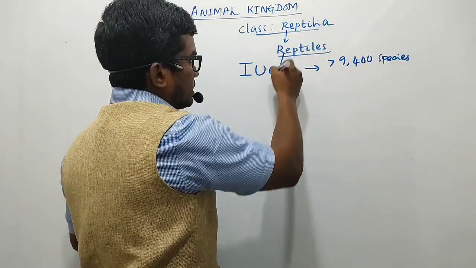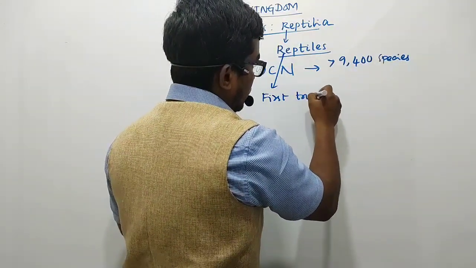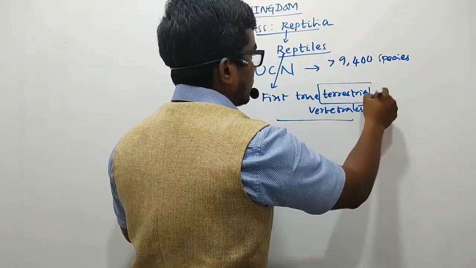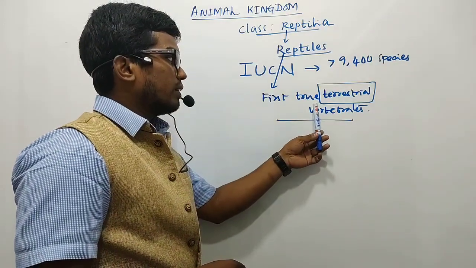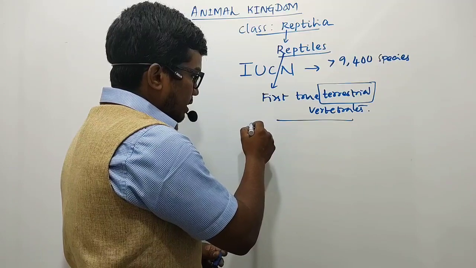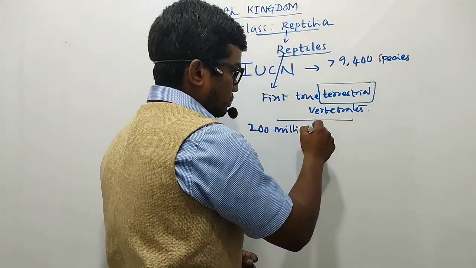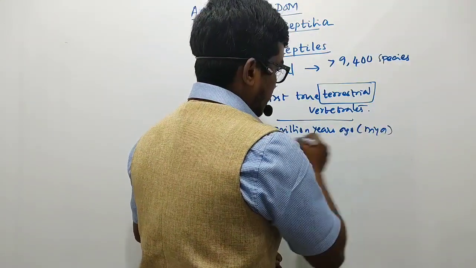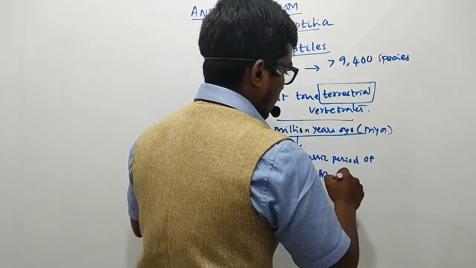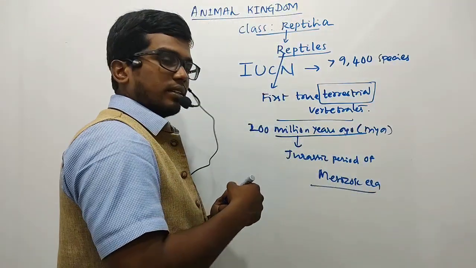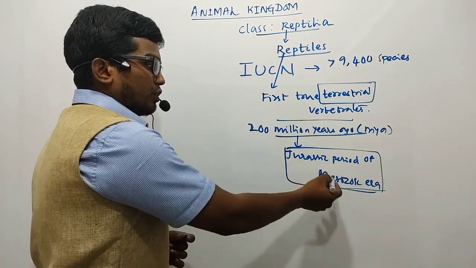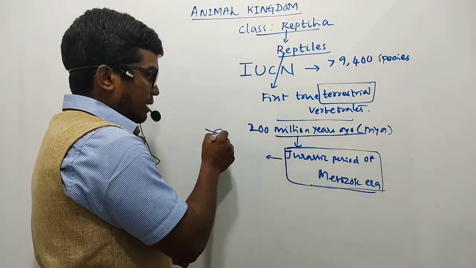Dear students, these reptiles are regarded as the first true terrestrial vertebrates. They are very well adapted to terrestrial environments. That's why we regard them as the first true terrestrial vertebrates. Furthermore, they dominated the earth 200 million years ago, during the Jurassic period of the Mesozoic era. They very much dominated the earth. Remember this: this Mesozoic era, Jurassic period, is referred to as the golden age of reptiles.